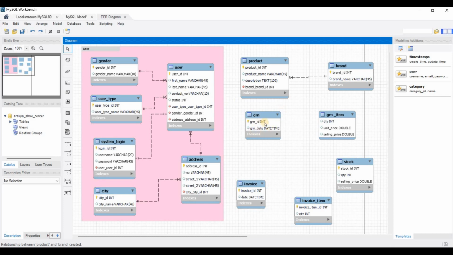When we get one goods received note, it will belong to only one user, only one seller. So the relationship between those two is a one-to-many relationship. So here's the symbol, here's the many side and here's the one side. So this is the relationship between user and the GRN table.